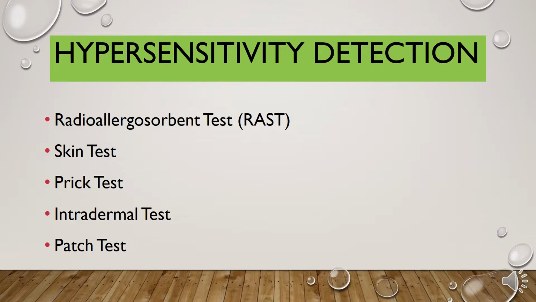Then as far as hypersensitivity detection, there's a couple different tests you can do. In Burke on page 245, we'll talk about these. So RAST, or radioallergosorbent test. This measures the amount of IgE to specific allergens. It's very expensive and time consuming. However, with this test, there is no risk for an anaphylactic reaction to something you don't know you're anaphylactic to.